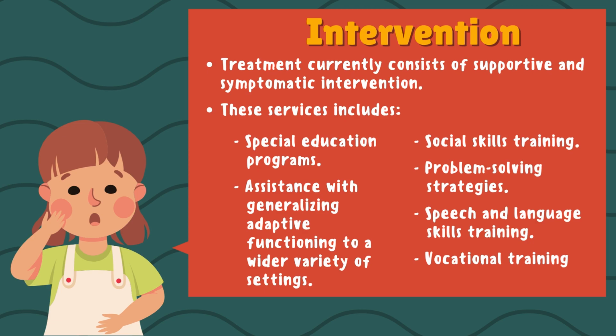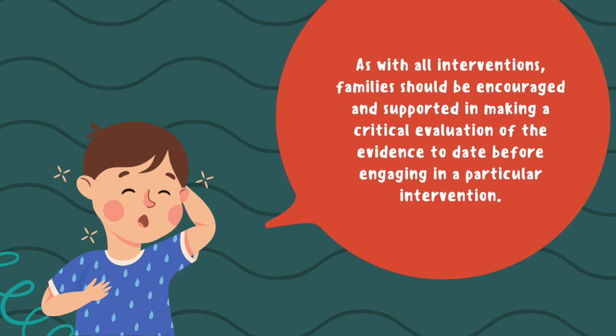The treatment for Asperger syndrome currently consists of supportive and symptomatic intervention. These services include special education program, assistance with generalizing adaptive functioning to a wider variety of settings, social skills training, problem-solving strategy, speech and language skills training, and lastly, vocational training. As with all these interventions, families should be encouraged and supported in making a critical evaluation of the evidence to date before engaging in a particular intervention.